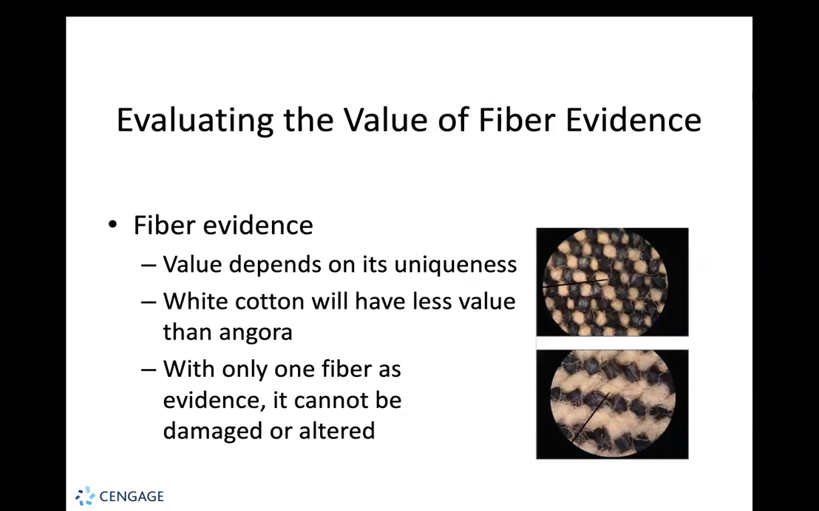Now, when you look at fiber analysis, the value does depend on its uniqueness. White cotton will have less value than Angora. With only one fiber as evidence, it cannot be damaged or altered. So if you're looking at a typical Hanes white t-shirt, that's not probably going to be very valuable versus a very unique woven rug that might be.